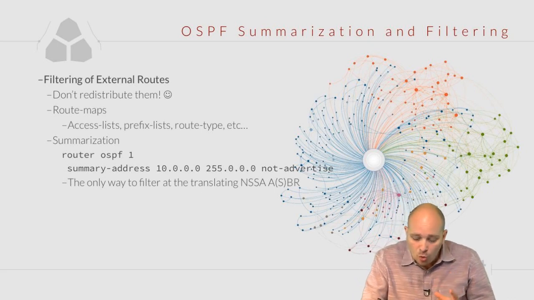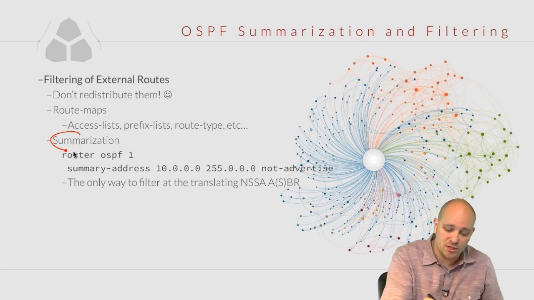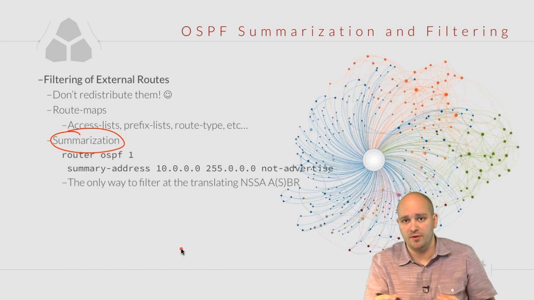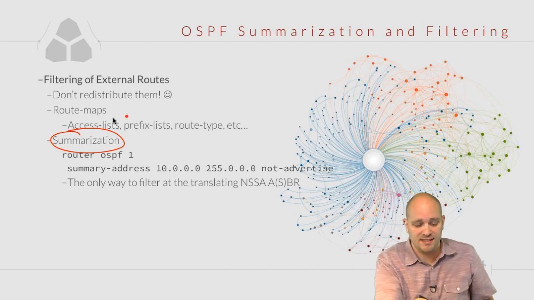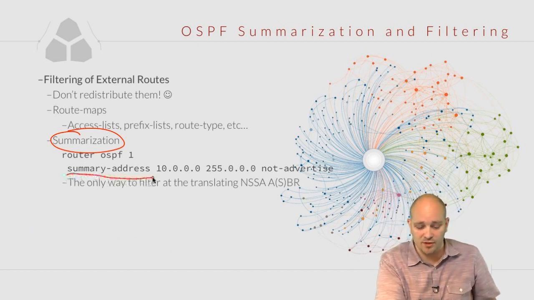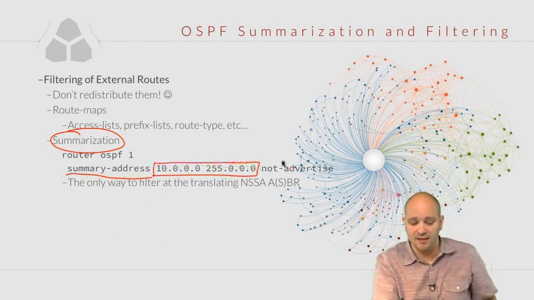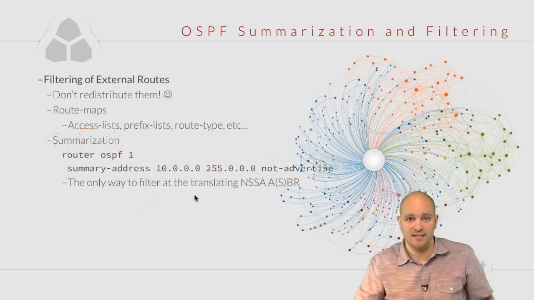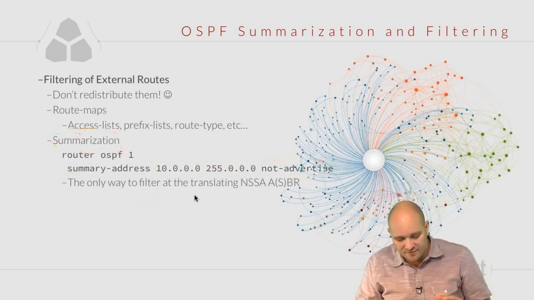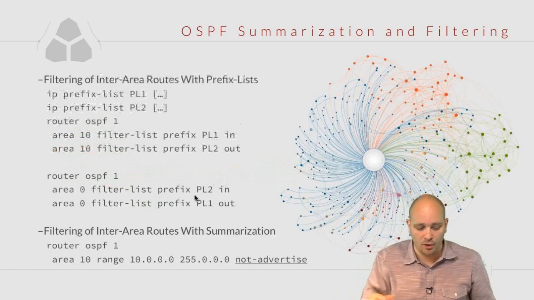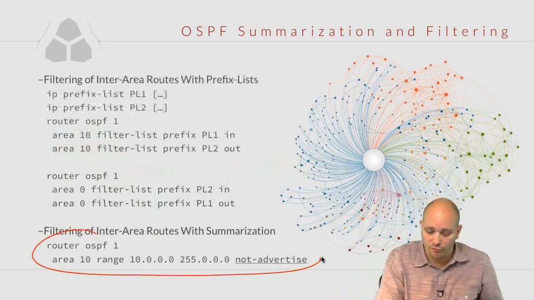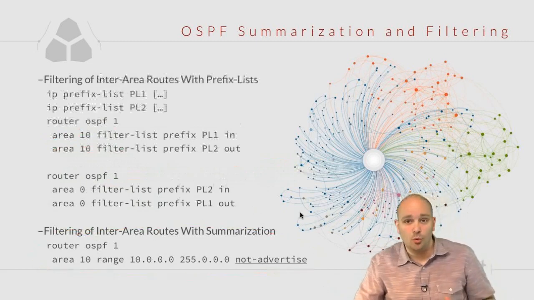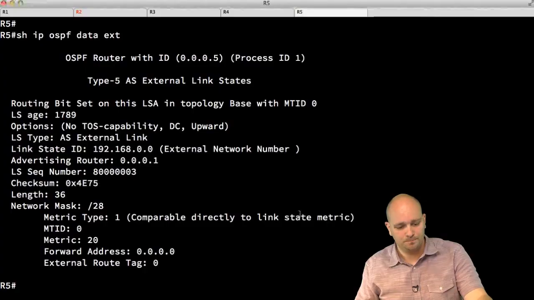But I can also use summarization syntax to prevent the routes from being advertised. And I can do summary address and then specify the summary that I want to create, and instead of advertising it, I can use the not advertise keyword. So this is very, very similar to, for example, this configuration for inter-area routes. So let's take a look at these two.